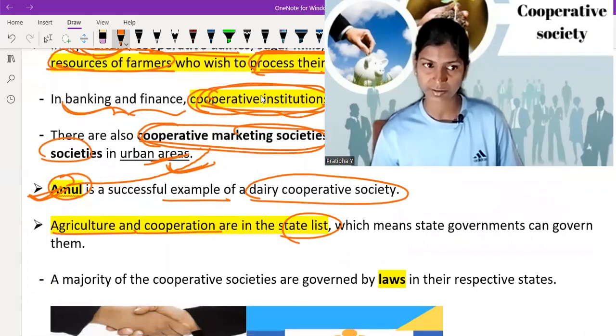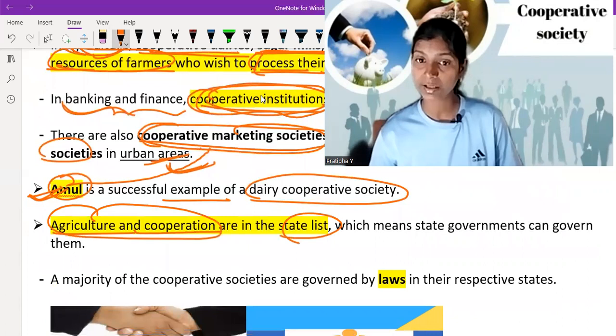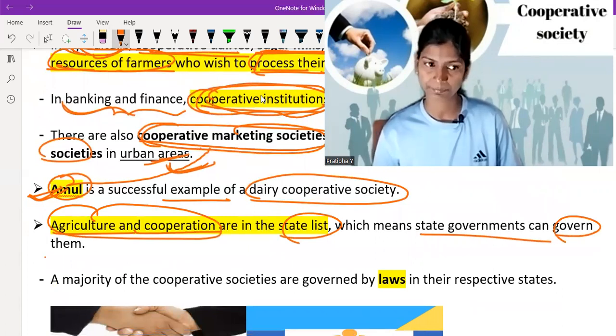Agriculture and cooperation are in the state list. Agriculture and cooperation in the state list means the state government can govern them. So agriculture and cooperation are state subjects.